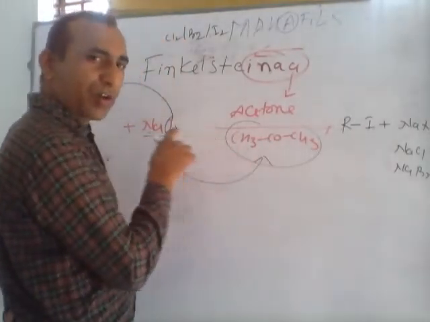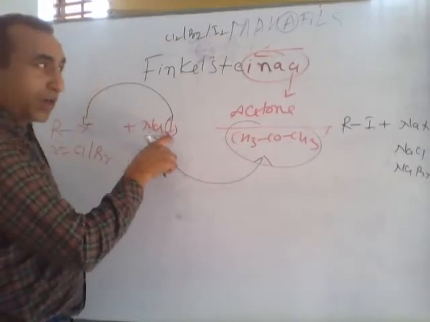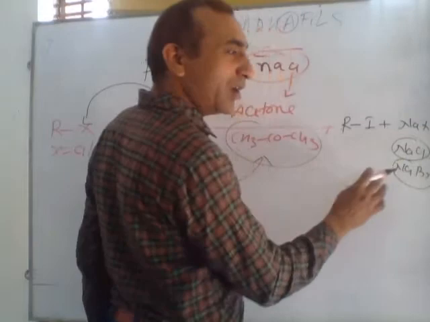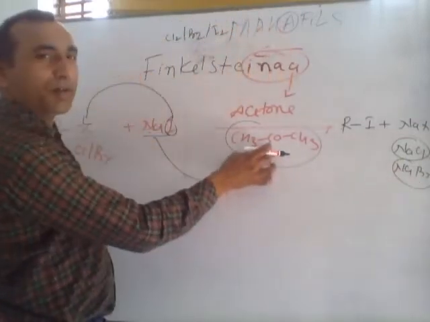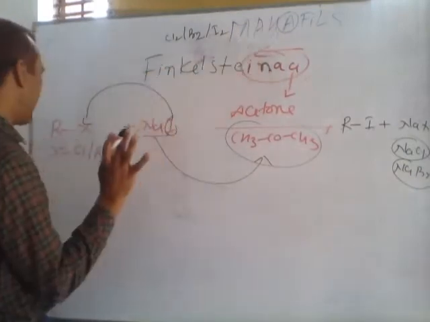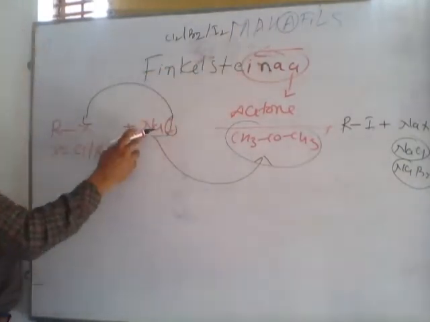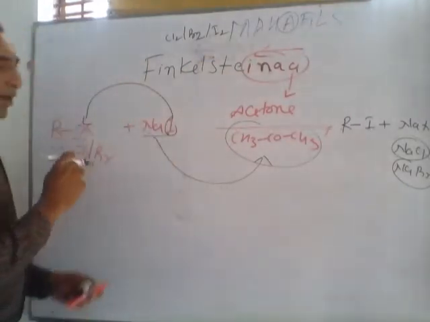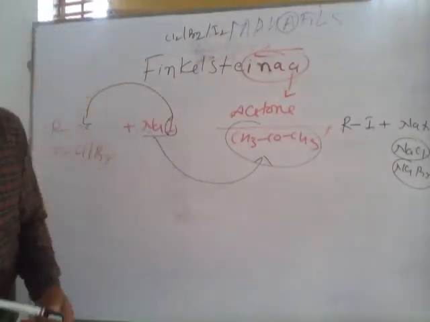Acetone we use to dissolve sodium iodide, but the products, sodium chloride and sodium bromide, do not dissolve in it. So the concept of the Finkelstein reaction is that NaI dissolved in acetone is able to replace the halogen in this compound.